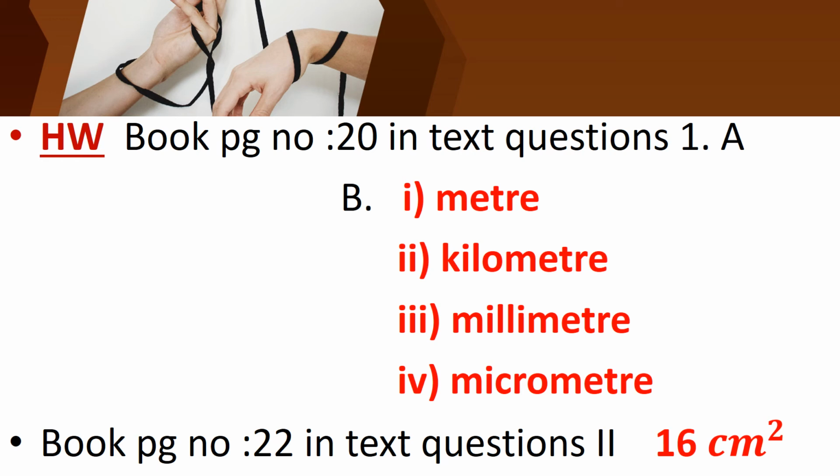Okay, fourth question. Thickness of a sheet of paper can be measured in dash. It is very small compared to a roti, children. Very light. So we will measure it in micrometer. So the first question answer is meter, second is kilometer, third is millimeter, and fourth is micrometer. Children, have you all completed? Meter, kilometer, millimeter, and micrometer.